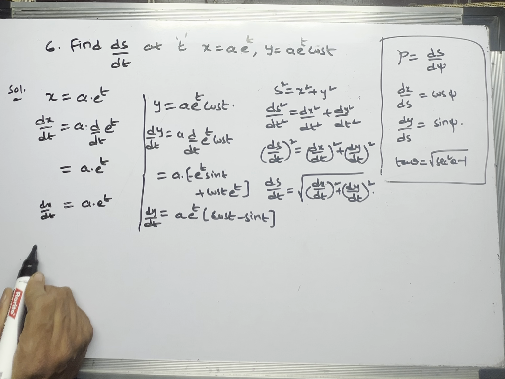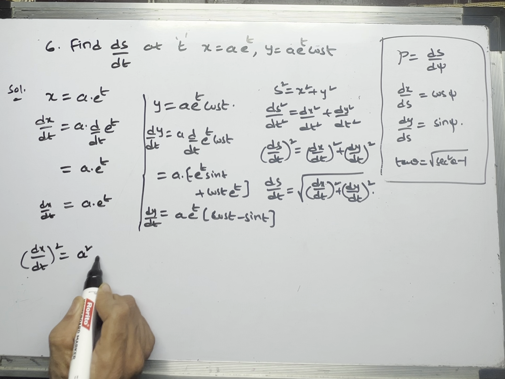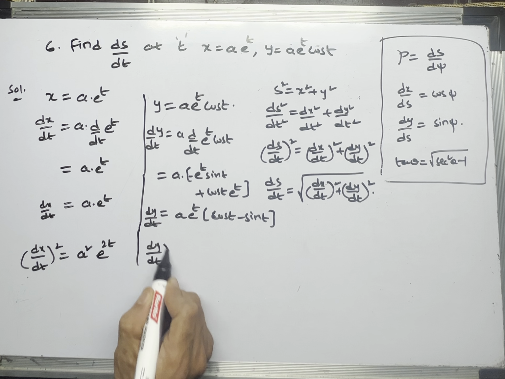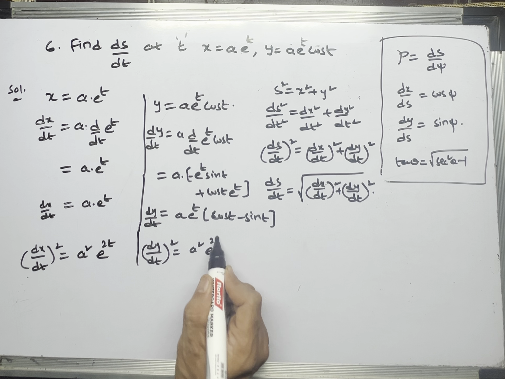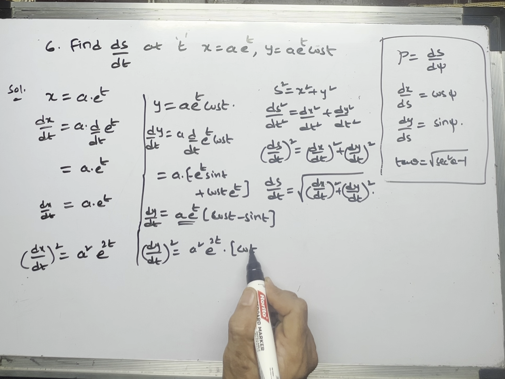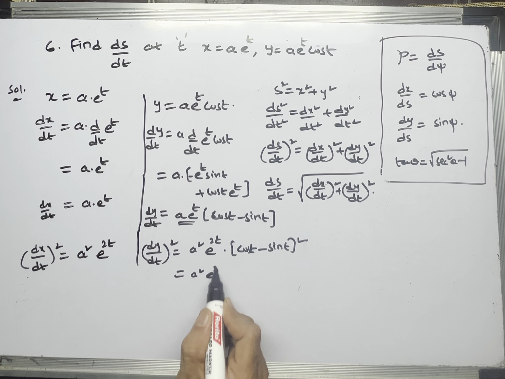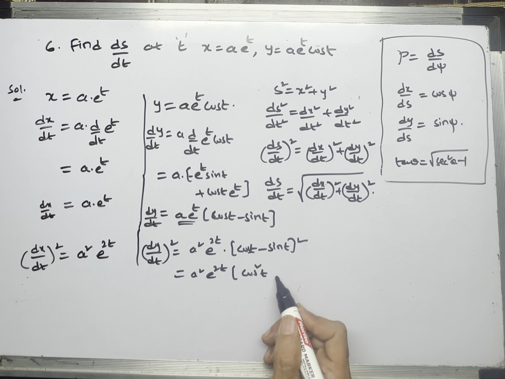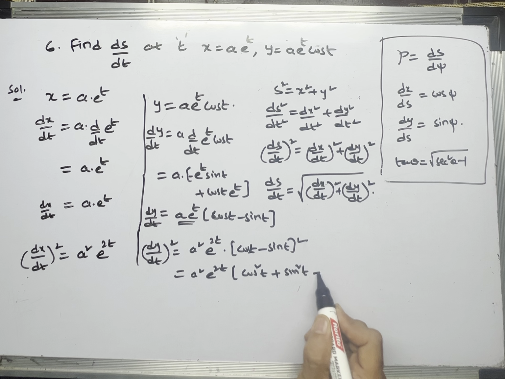Find squares also, dx by dt whole square, a square e power t whole square is e power 2t, dy by dt whole square, a square e power 2t, these two will get squared, into cos t minus sin t whole square. So a square e power 2t into a square plus b square minus 2ab.